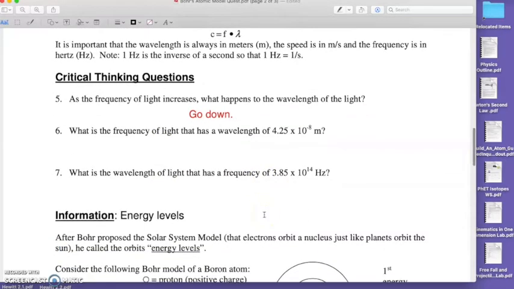What is the frequency of light that has a wavelength of 4.25 times 10 to the negative 8 meters?